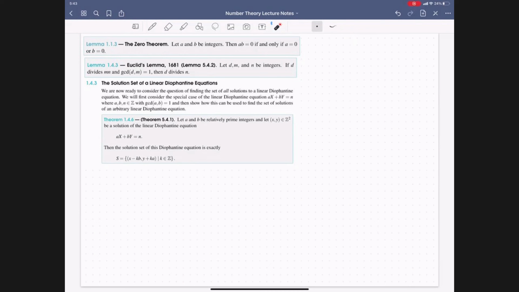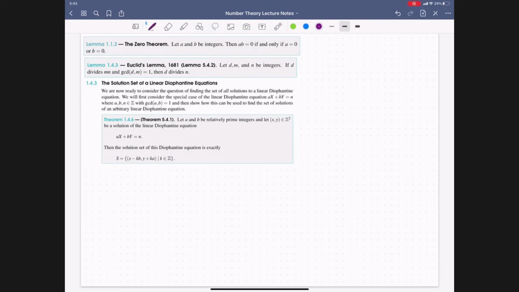Then what the theorem asserts is that the solution set to the Diophantine equation is exactly the set S, where we have the x and y that we started off assuming as our solution, and then it's just x minus kb, y plus ka, as k ranges over all the integers. And so we're going to go ahead and prove this, and it will be a demonstration of how Euclid's lemma is utilized. So what is the strategy for this?